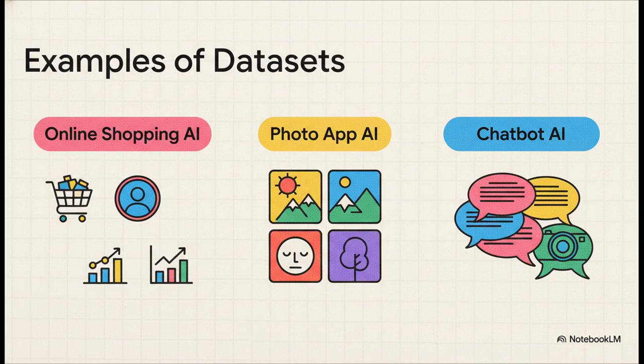If you're building an AI for an online store, its dataset is probably going to be customer info. Age, what they bought, when they bought it. For a photo app, its dataset is literally just a library of thousands, maybe millions of images. And for a chatbot, you guessed it, a massive database of text conversations. The job decides the data.